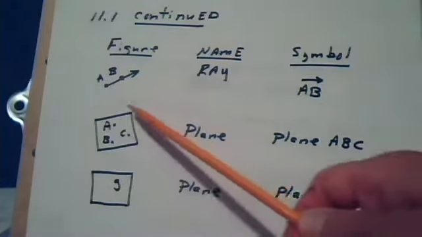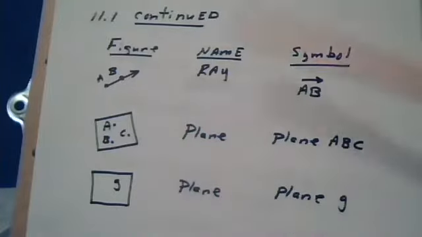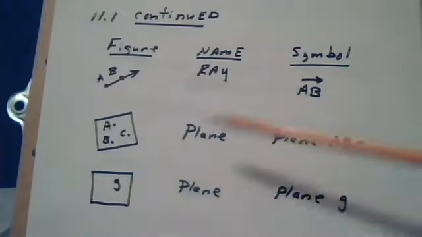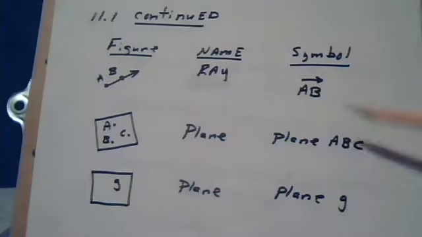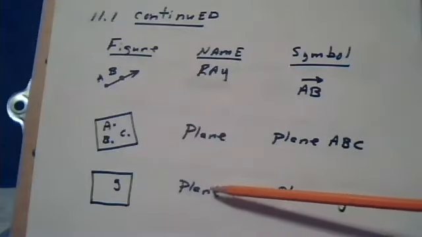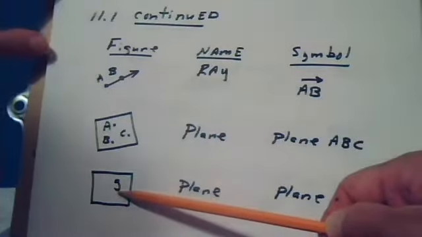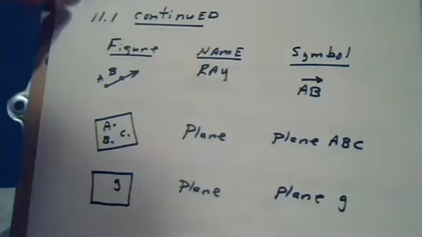This is a plane. Notice 3 points in the plane can name a plane. So this can be called plane ABC. Or you can name a plane with just one lowercase letter. This would be plane G.